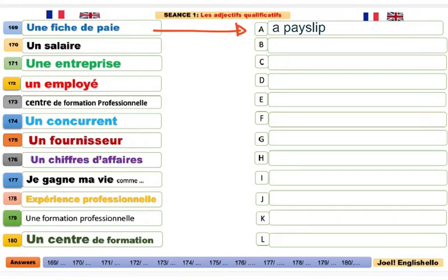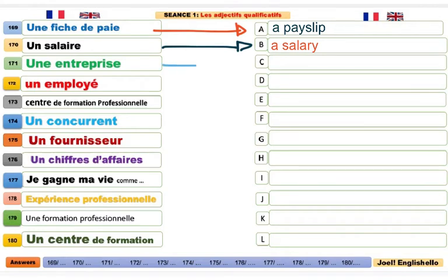Une fiche de paye. Payslip. A payslip. Une fiche de paye. Un salaire. A salary. The salary is very low. Le salaire est très bas.